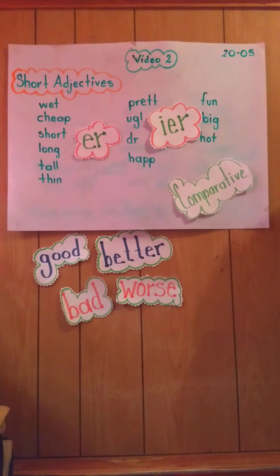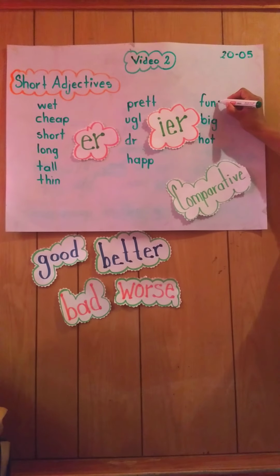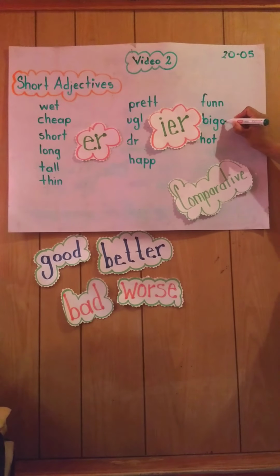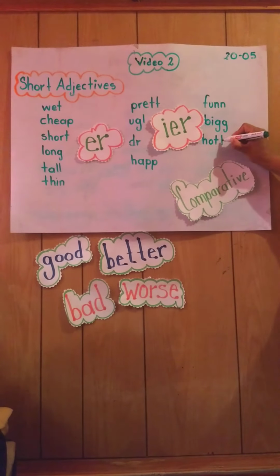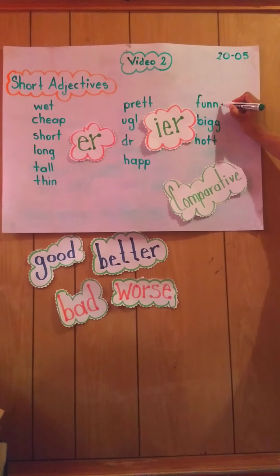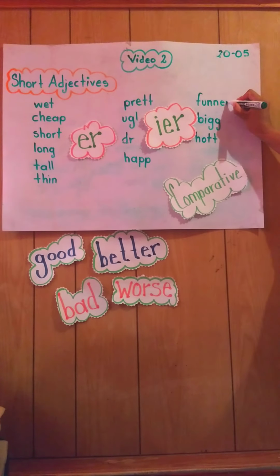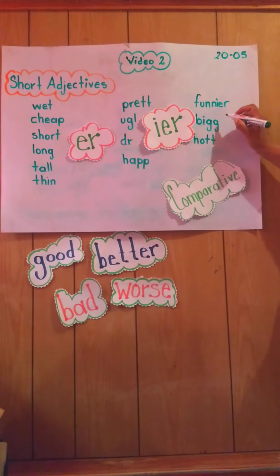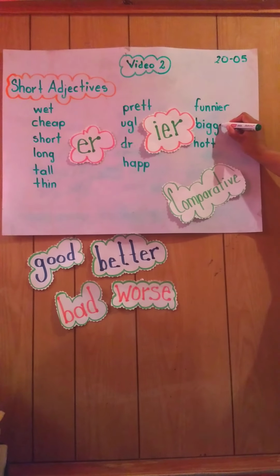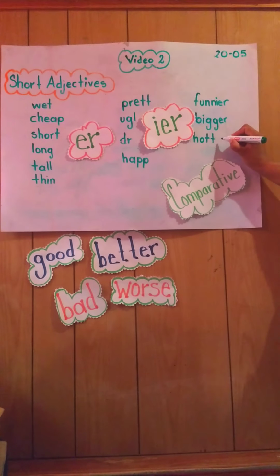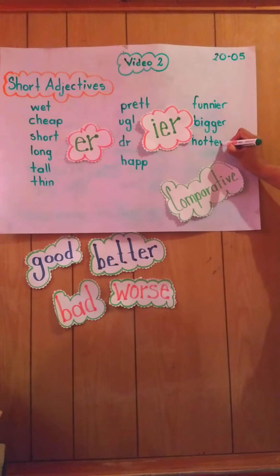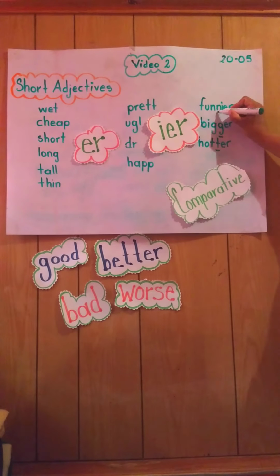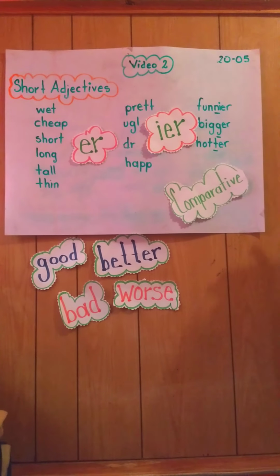Okay. But in the third column, students, we are going to add other consonants in fun, in big, and in hot, and write the letters ER. Funnier, sorry, I forgot to write the letter I. But in this case, it's bigger and hotter, okay? But pay attention, you add other consonants in the third column, okay?